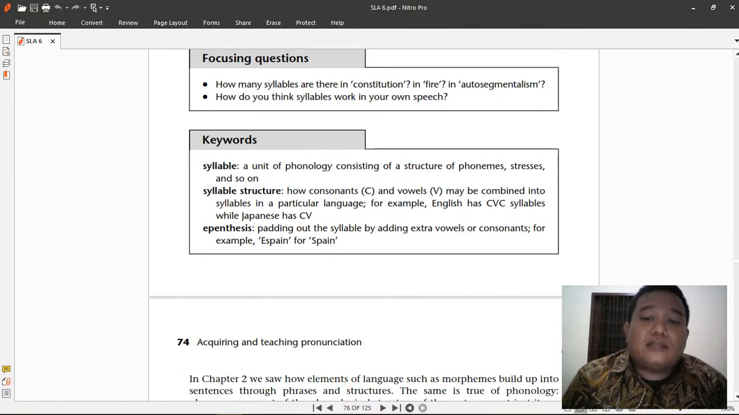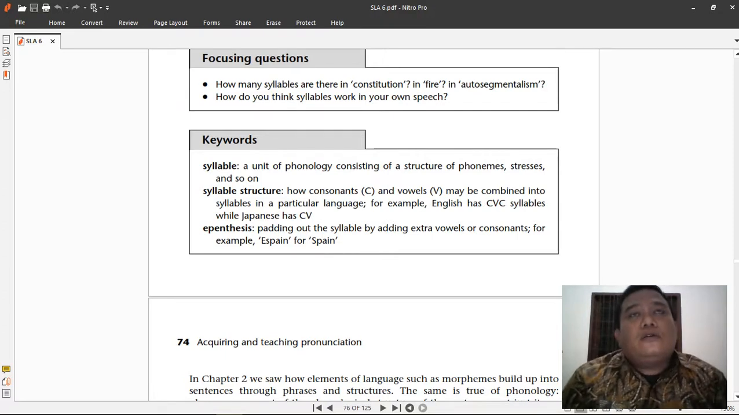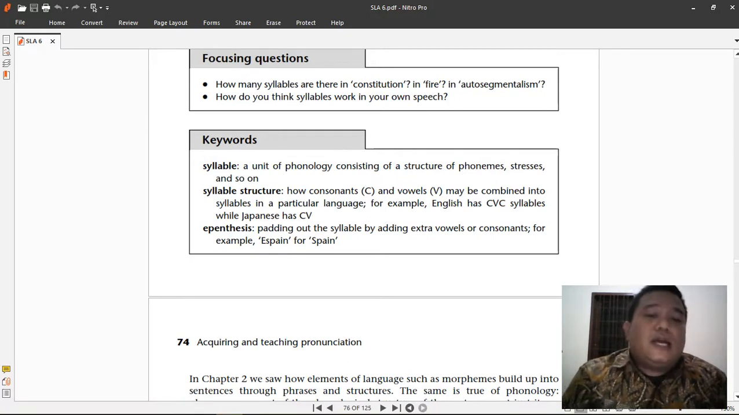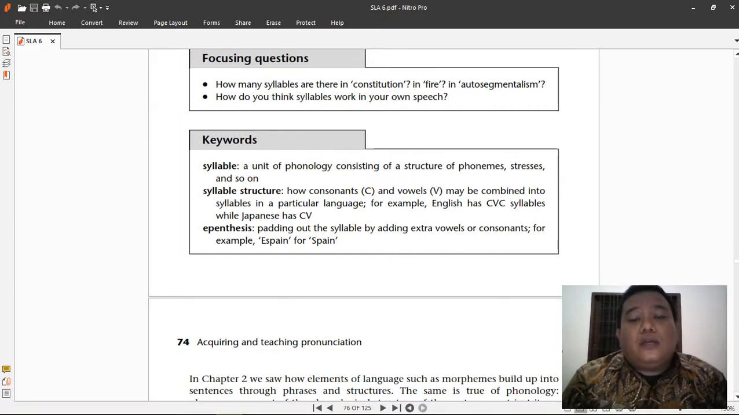For example, English has consonant-vowel-consonant syllables, or CVC, yeah, while Japanese has a consonant and vowel structure. So it's about the structure of a word, the syllable of the word. So in Japanese, their words usually consist of a consonant and then a vowel. That's it. While English usually has the consonant, vowel, and then consonant again, and so on.